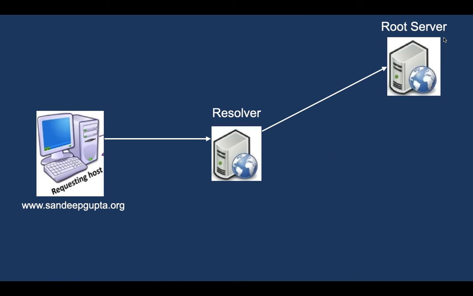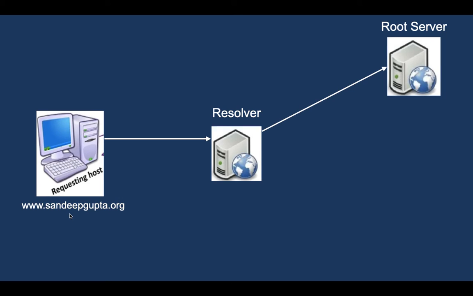The root server will never know the IP address of this particular website. No, it will never know the IP address of this website. That is not its work. So then the question is, what will the root server know? What the root server will do is it will read this domain name from right to left. I repeat, from right to left.